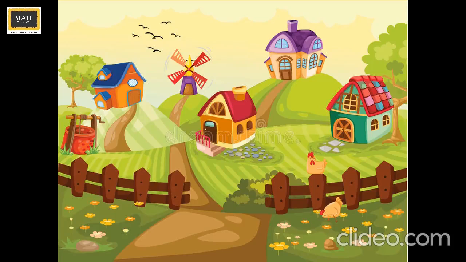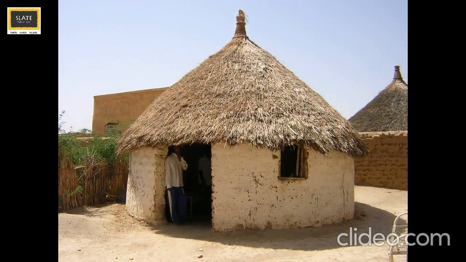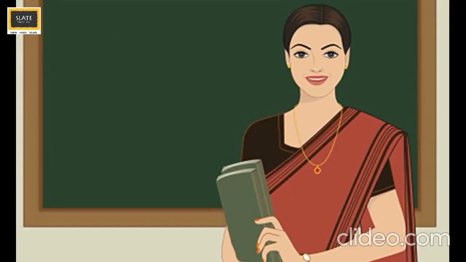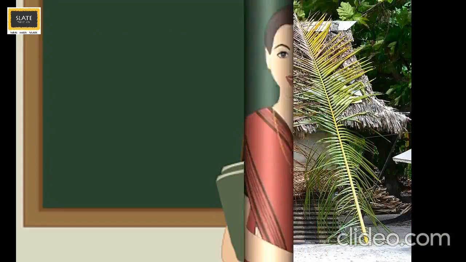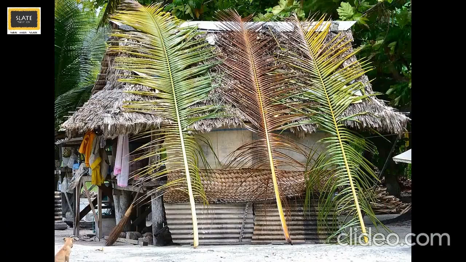cheap materials like straw, grass, leaves and mud. These houses are very simple as they use simple materials. However, they are not very strong. These houses usually have a thatched roof. This means the roof is made up of big leaves or straw.